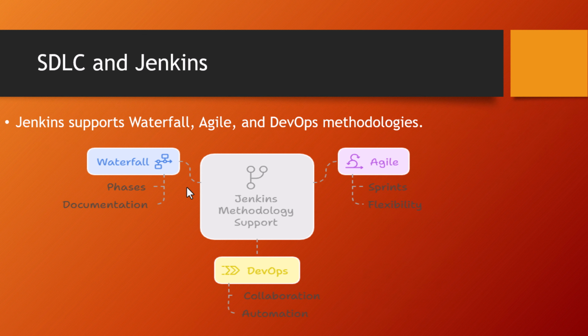In the software development lifecycle, SDLC, Jenkins can be used in various models, including the waterfall model. Jenkins automates build and deployment in each phase of SDLC, ensuring consistent and automated releases. For example, in a waterfall project, Jenkins could automate the build in the development phase and deploy it in the production phase.